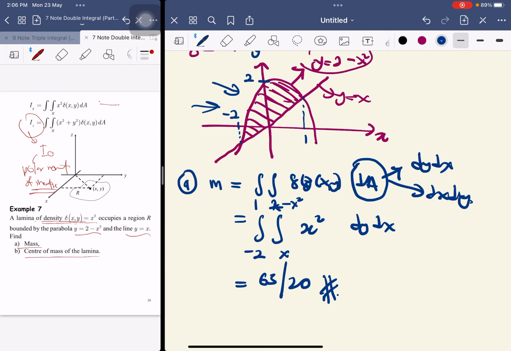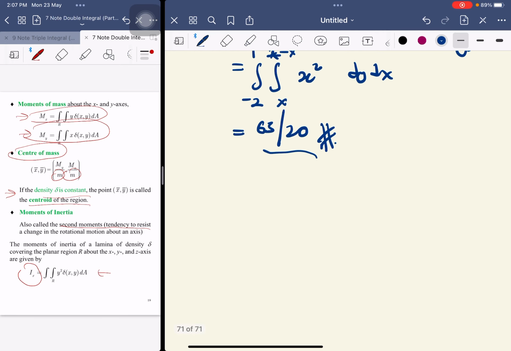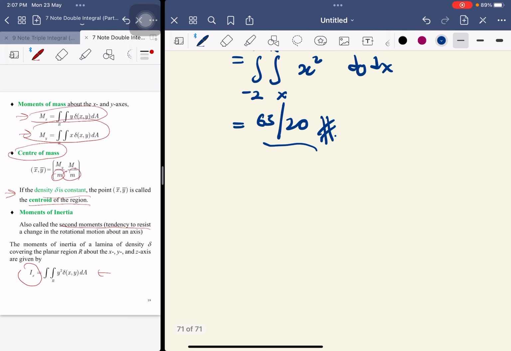Okay, so the next one, the question asks you to find the center of the mass of the lamina. We have figured out the mass, right? Based on the definition for the center of mass, you need to have the moment of mass first, which is the big M for both, the moment of mass about the x and y axis. We're going to apply this using the same shaded region, since we are talking about the same question.